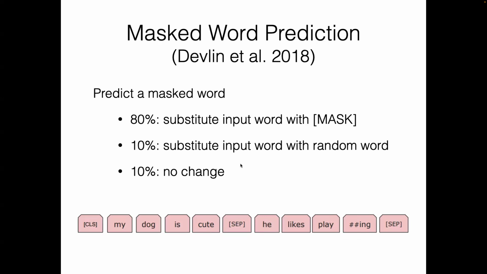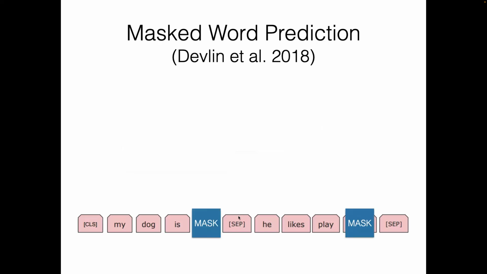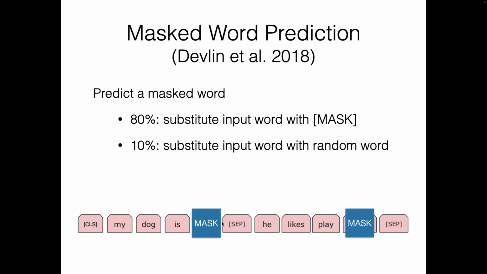The details of this are not too important, but what they actually do is sometimes they'll mask the word, and sometimes it's good to substitute in a random word, because then the model has to learn to detect whether a word is out of place. And then sometimes they don't change the word at all, but they still require the model to predict it, because then the model has to learn that this word is actually suitable here and it shouldn't change the prediction.